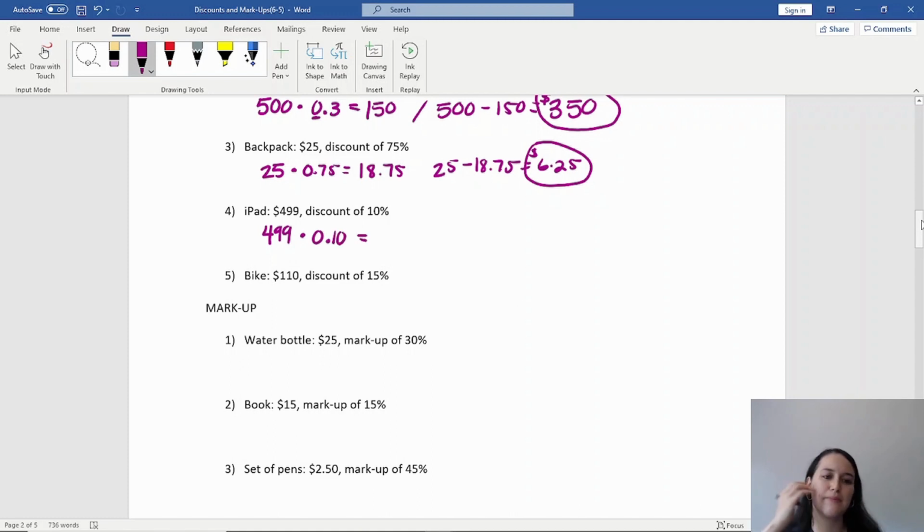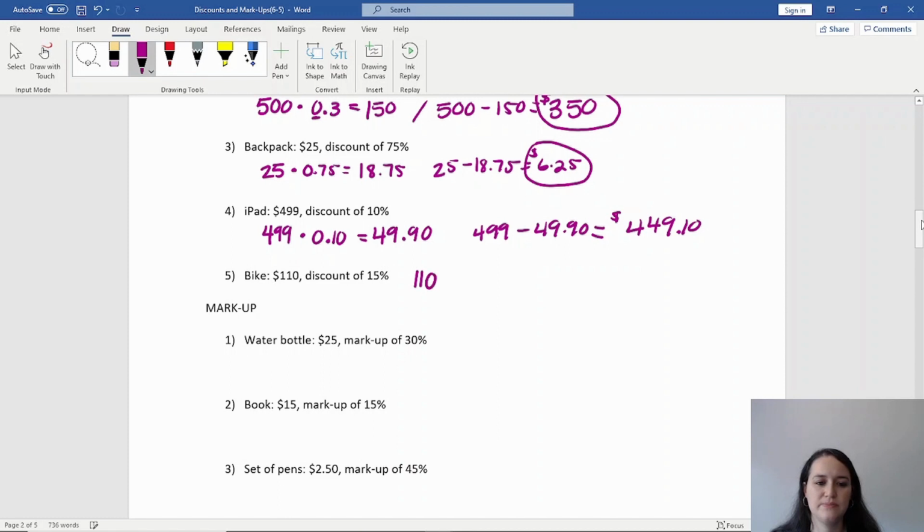All right, same thing for the iPad, $499, but you get a 10% discount. So you're gonna save $49.90. So $499 minus $49.90 is $449.10. See, it may not look like 10% is a lot, but you're getting 10% off of almost $500, at about 50 bucks. That's pretty good.